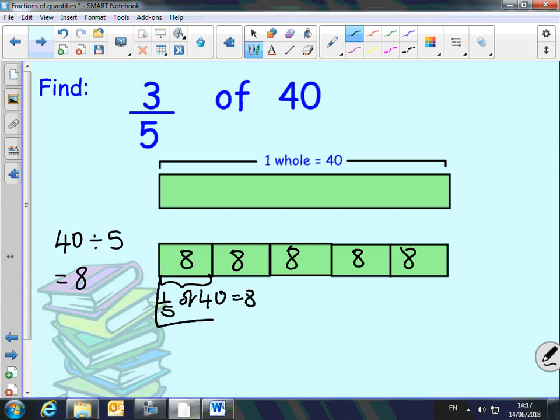But we want to know what 3/5 is. And as you can see, we take 3/5 of 40. So we're going to say that is equal to 3 times 8, which gives you 24.